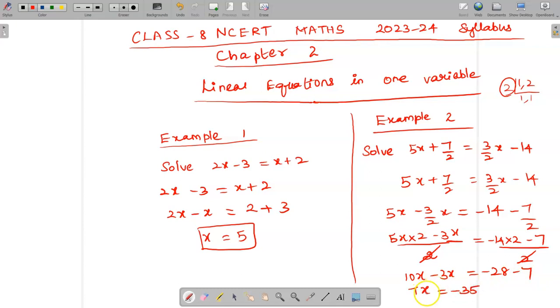Now we need to find what x is. x equals minus 35 by 7. When you use your 7 table, 7 ones are 7, 7 fives are 35. So I can simply write x equals minus 5. This is my final answer.